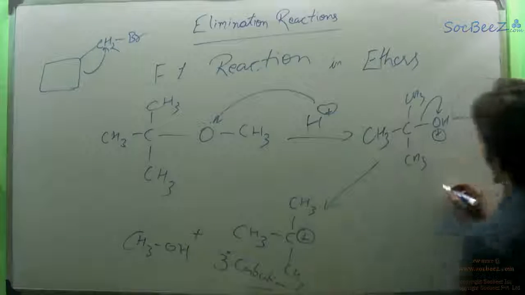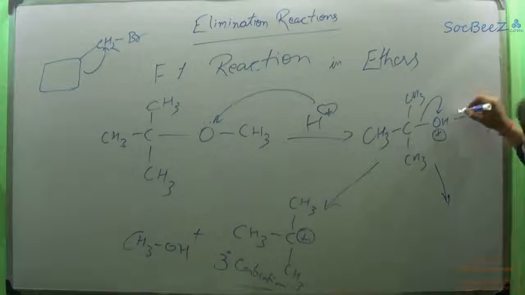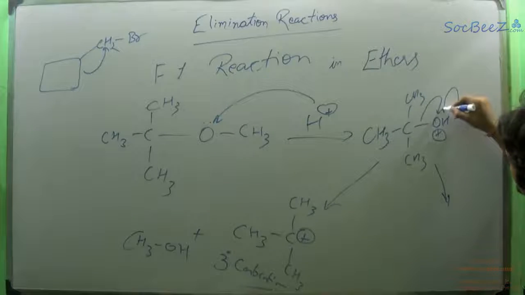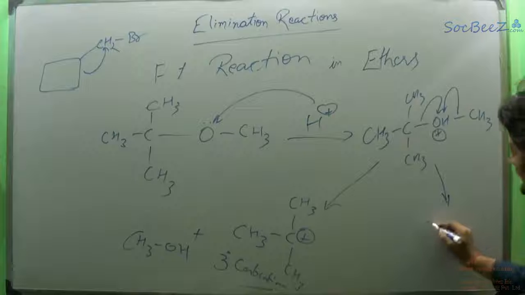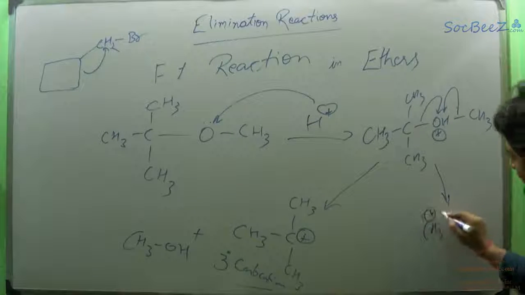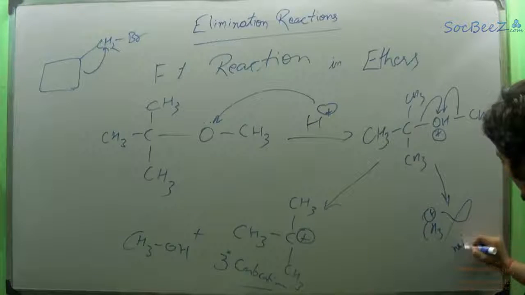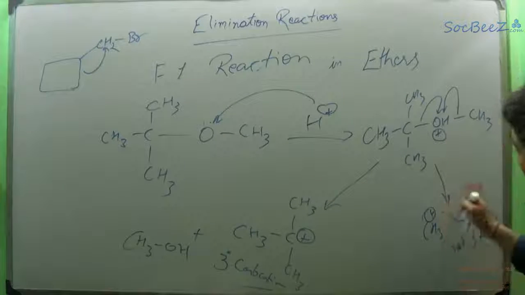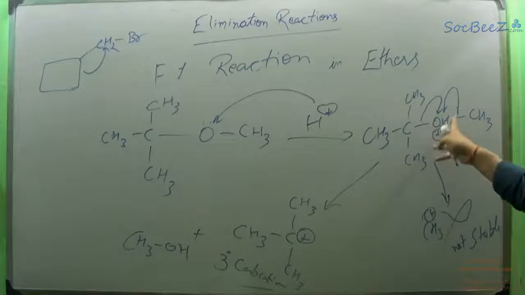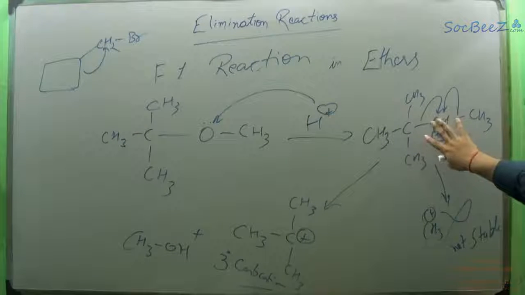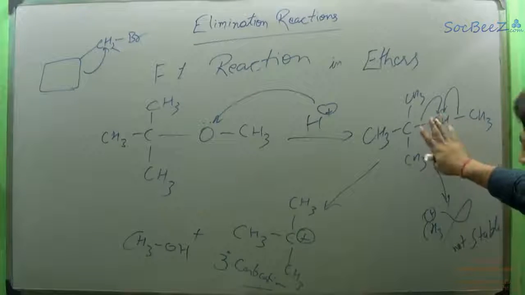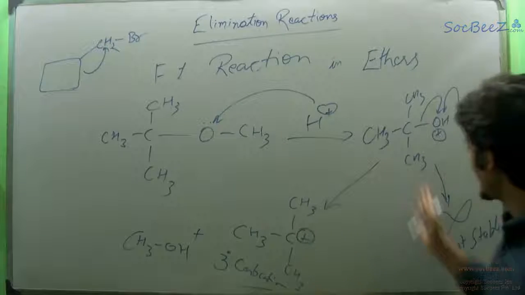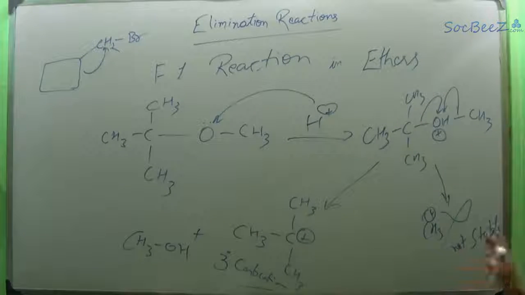Or if this bond shifts in a way like this, then the carbocation formed is CH3 plus, which is not stable. So this path is completely ruled out. So there is a possibility of both pathways. So you have to see the stability of the carbocation and decide which will be the preferred one.